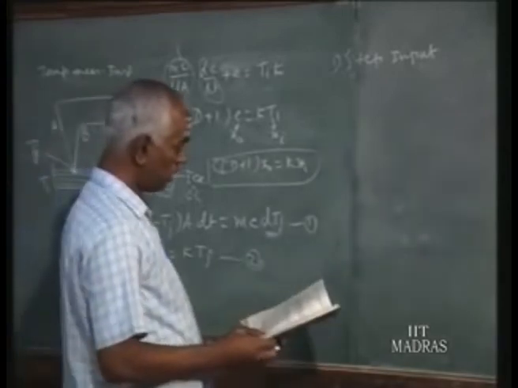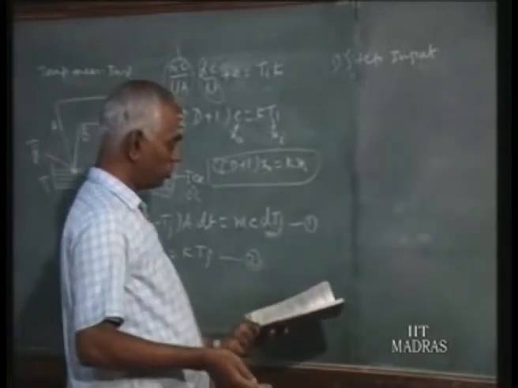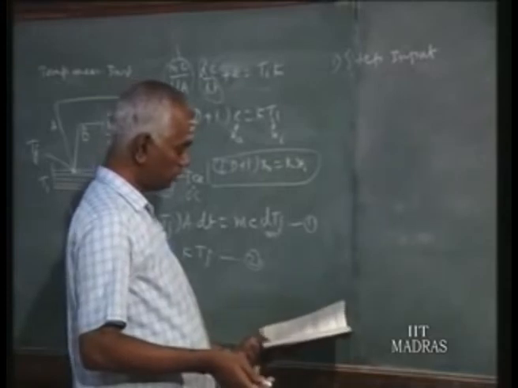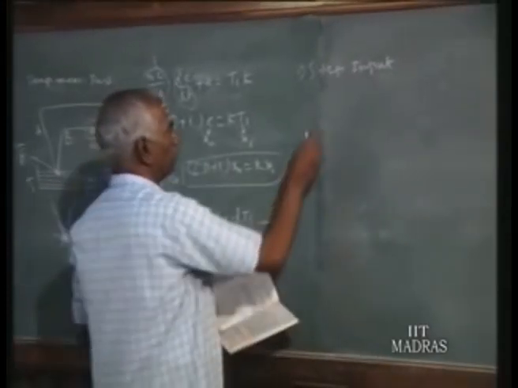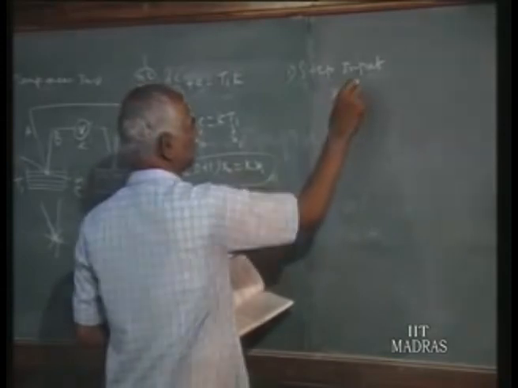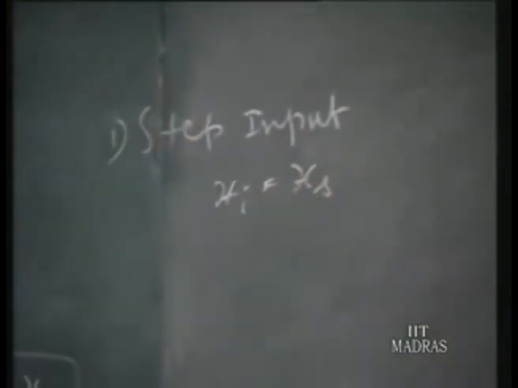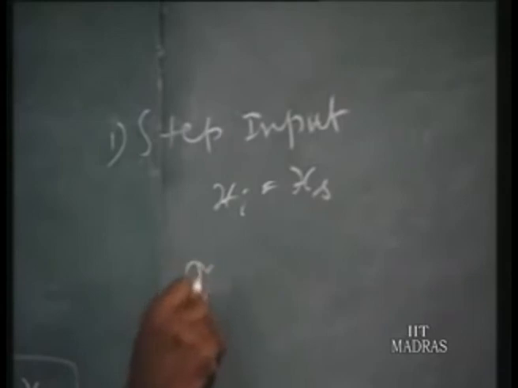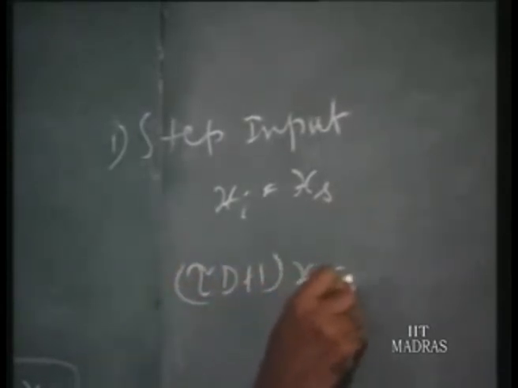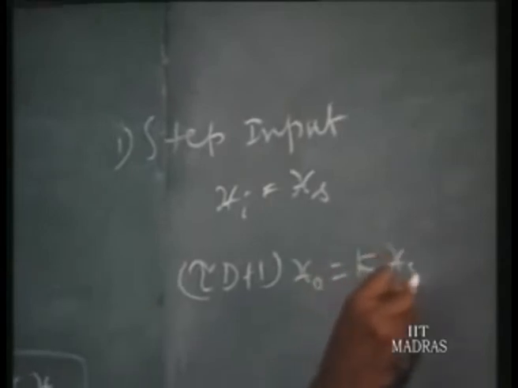So from that we know the behavior of the instrument. Suppose Xi is equal to Xs, a step input. Xs is given. Then we put that Xi as Xs in the characteristic equation: (tau D plus 1) Xo is equal to K times Xs.